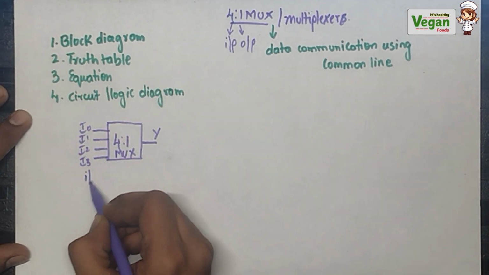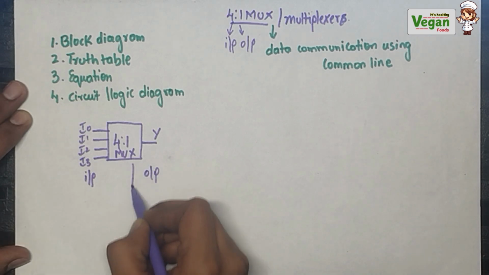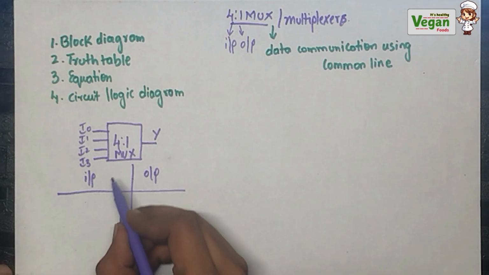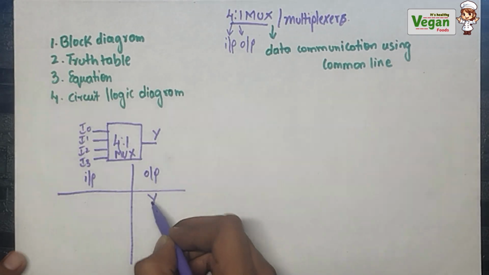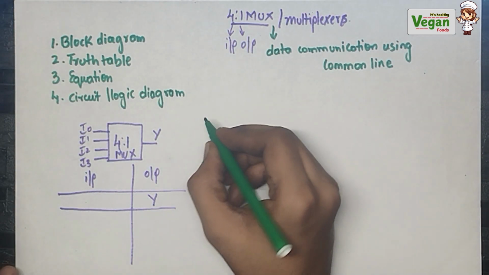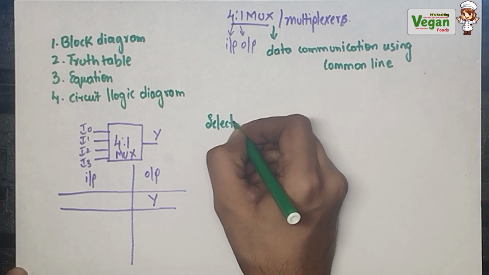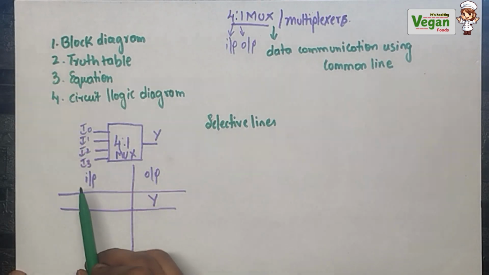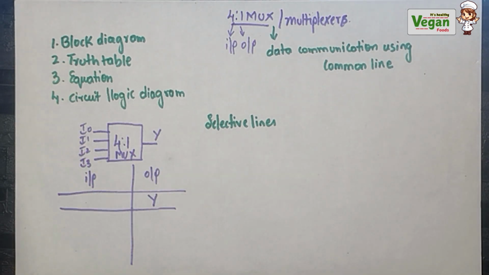In the truth table we will be having an input side and an output side. In the input side we are having 4 inputs, and the output side will be Y. But what else will be in the input side? In the multiplexer we will be having a concept called selective lines. These selective lines will select the input, because we are having more inputs, to provide the necessary output. So how many selective lines will be required for a 4:1 MUX?